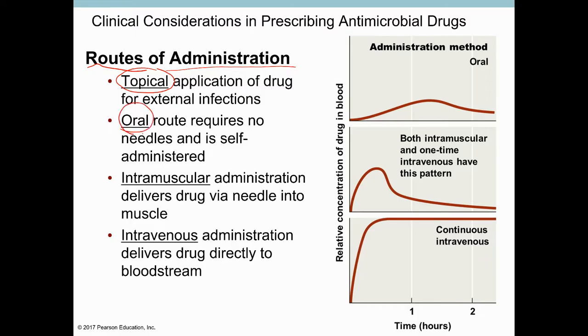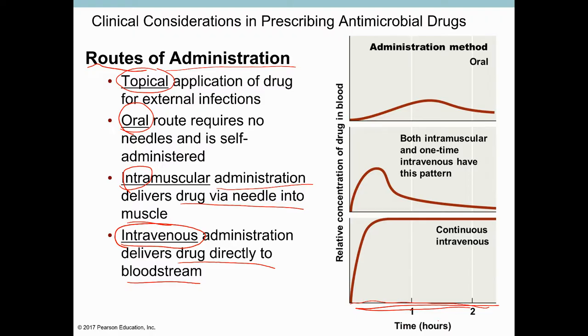Now, an oral route of administration means you swallow a pill or you swallow a liquid suspension. Intramuscular administration means you get an injection into the muscle, and intravenous administration delivers the drug into the blood, so into a vein.